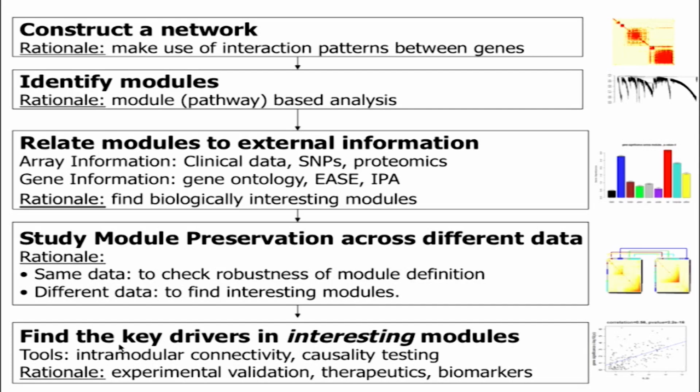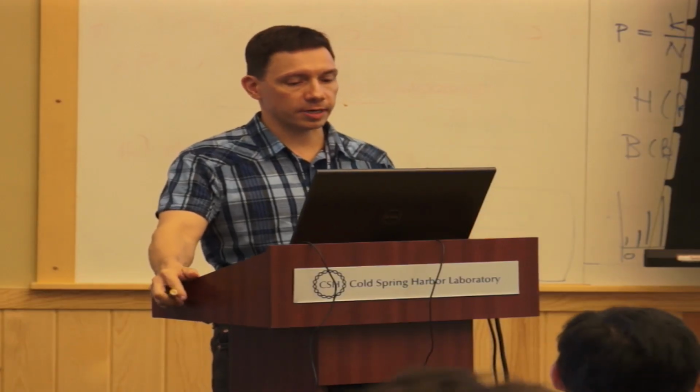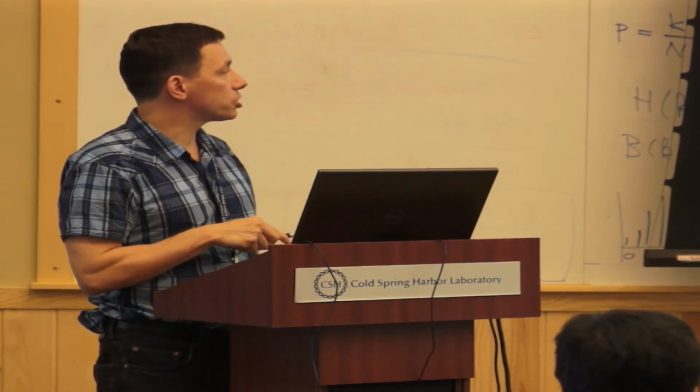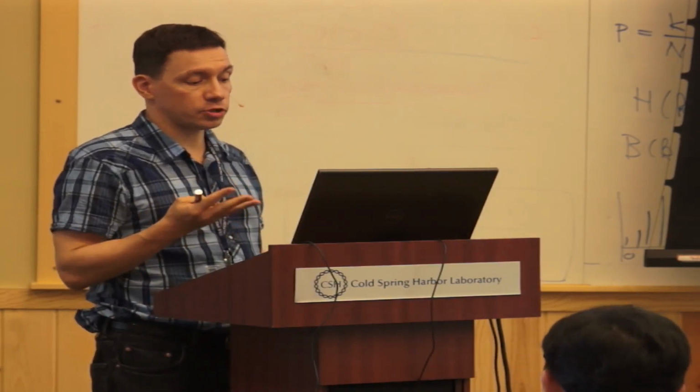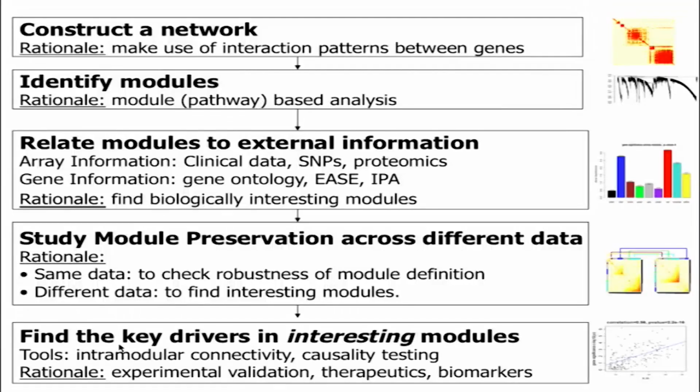All right, after these steps, you hopefully have a robustly defined, interesting module. Then in the final step, we look for the key drivers of these interesting modules. For example, are there certain transcription factors that seem to regulate the genes? Or which genes are intramodular hub genes? Or you can do causal analyses. The rationale here is, of course, to carry out experimental validation experiments or possibly develop therapeutics and so on.